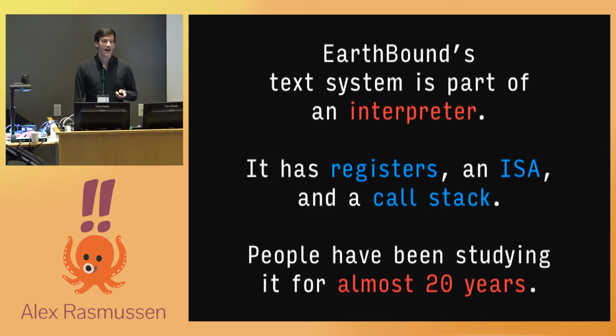And this interpreter has registers, it has an instruction set, it has a call stack. It's remarkably sophisticated for a game that had to fit on, I want to say, an 8-megabyte ROM cartridge. What's even cooler is that people on the internet have been looking at the guts of EarthBound and studying this interpreter and how it works now for almost 20 years. The work on this started in the very early 2000s. So today I'm going to give you a whirlwind tour of how this little interpreter works. Let's start with the registers.